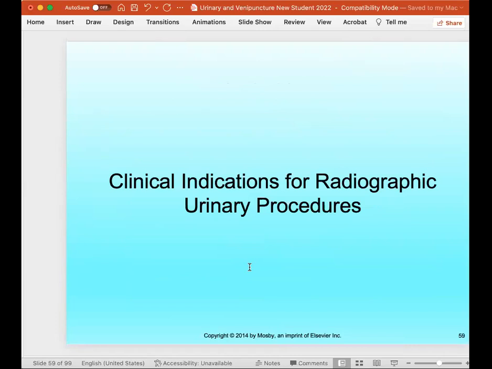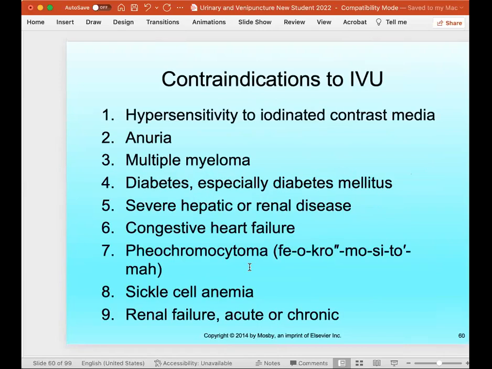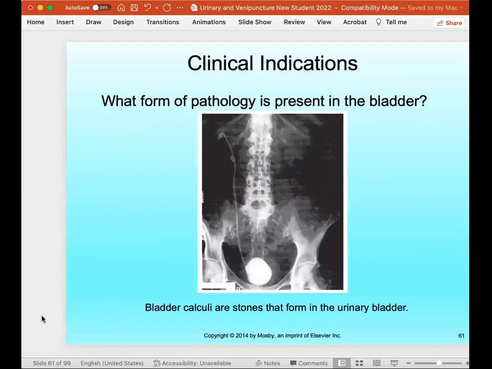Clinical indications for urinary exams. Well, indications and contraindications. So we're going to start with contraindications. Hypersensitivity to iodine, right? But we can pre-medicate the patient. That's not something that we have control over. That's something that the radiologist will determine. Other contraindications: anuria, multiple myeloma, renal disease, congestive heart failure, renal failure. So all of these are contraindications. And then these are some indications.